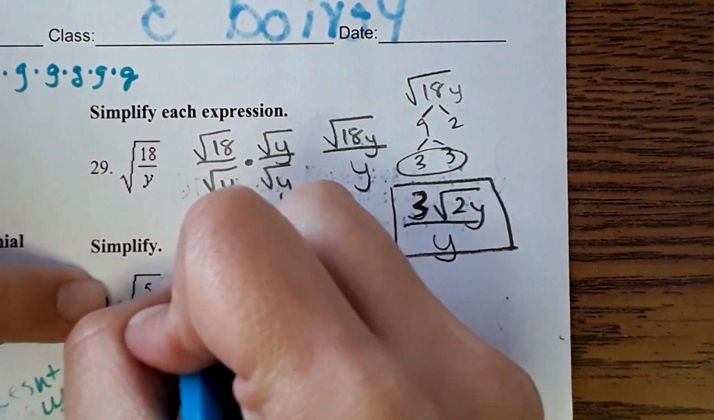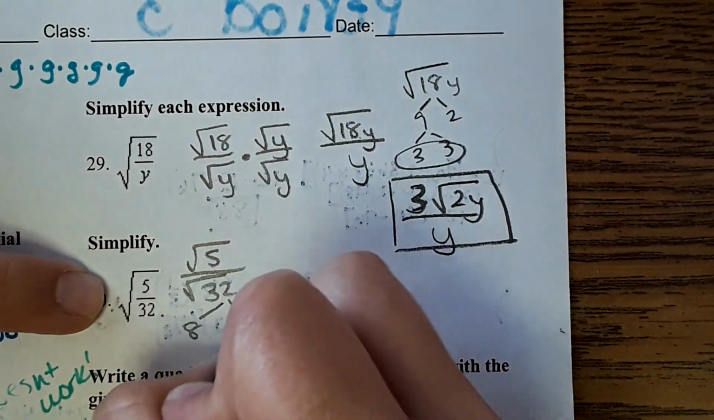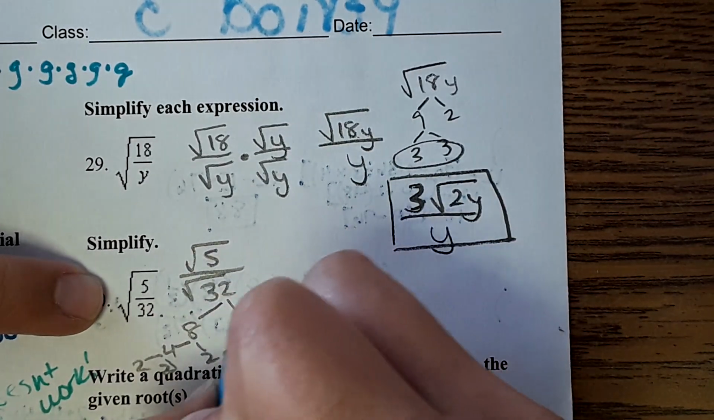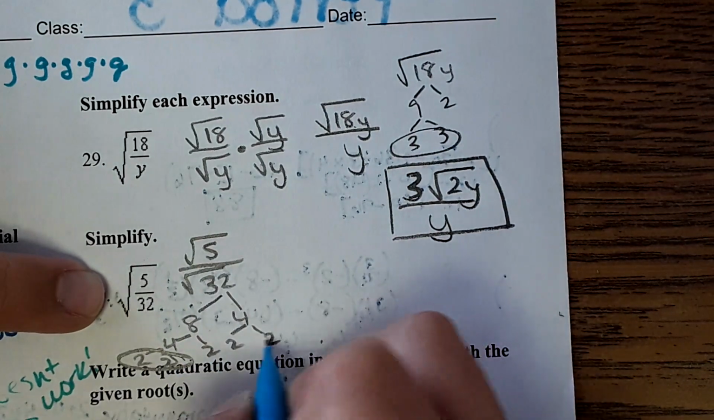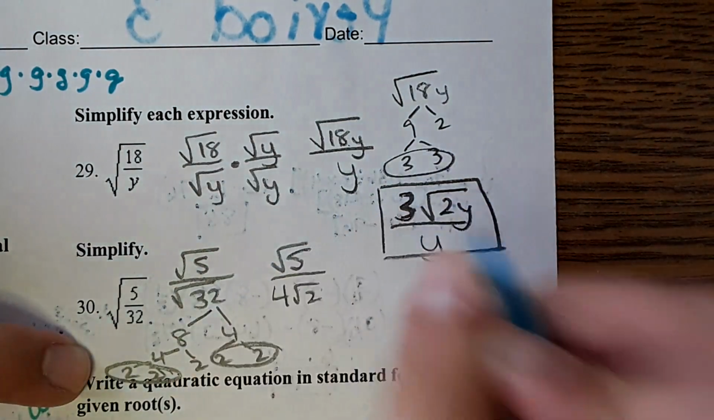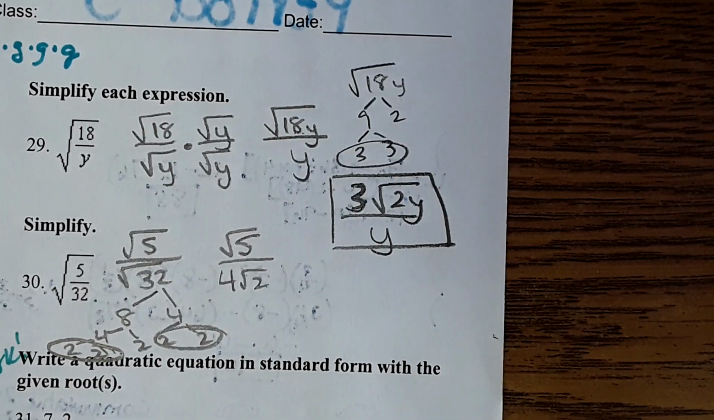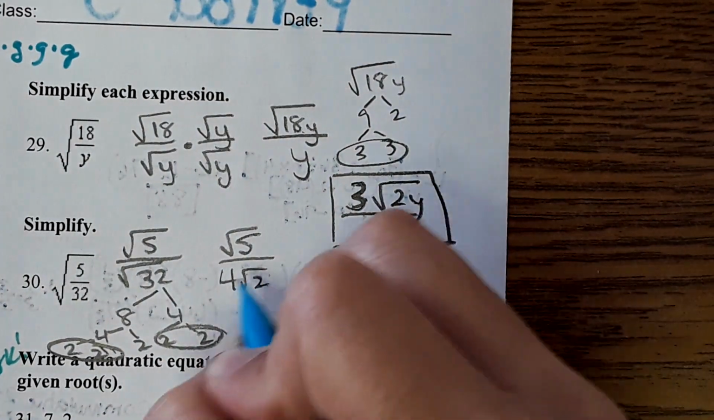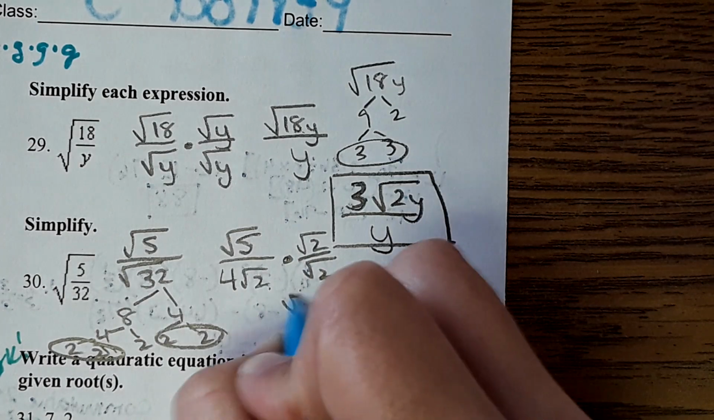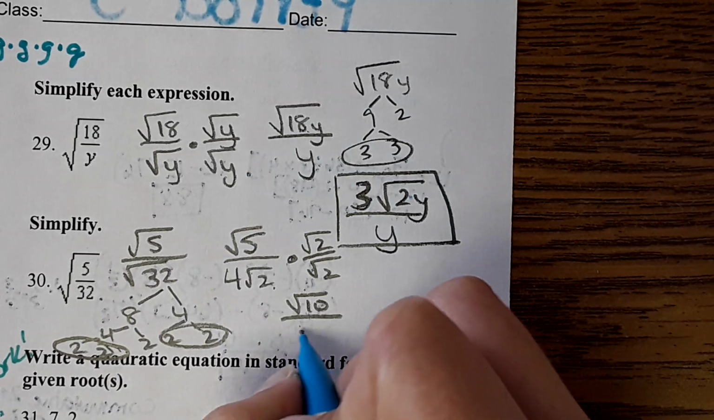Same idea, breaking it up into pieces, square root of 5 over square root of 32. I'm going to simplify this 32. Take pairs of 2's and take them out. Then to get this radical gone, we're going to do square root of 2 over square root of 2. And then this just becomes 8.